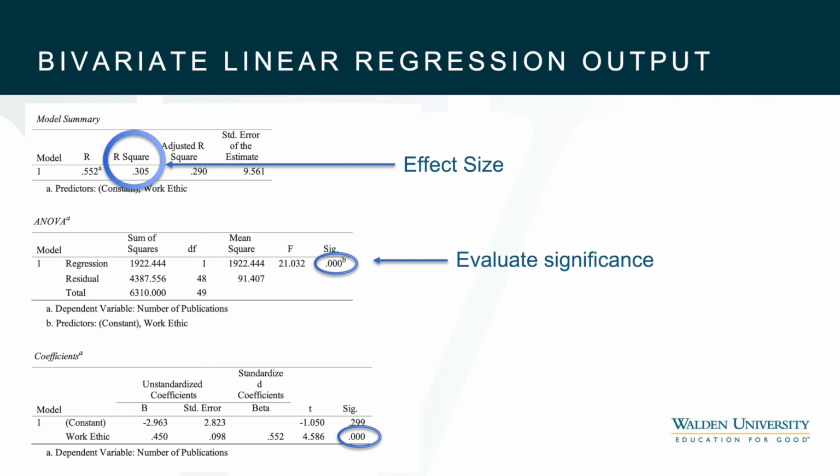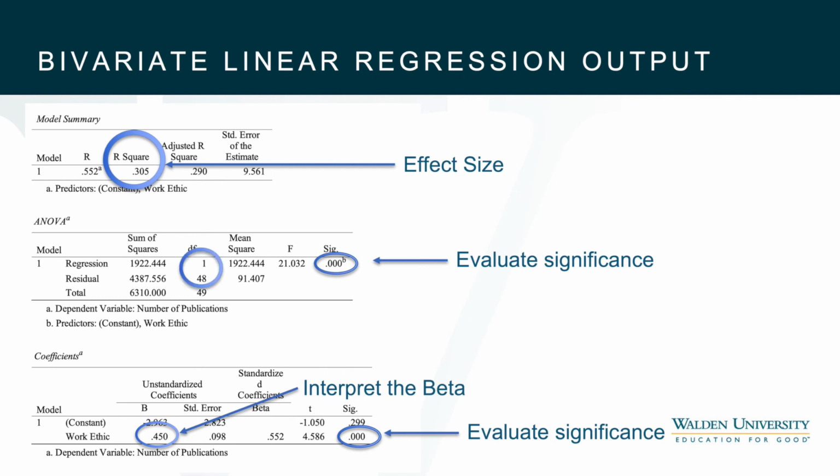We also want to evaluate our variables at coefficient level. Each variable deserves to be evaluated for significance first. And when it is significant, we interpret the unstandardized coefficient. In our case, it was 0.45. When work ethic goes up with 1 unit, the dependent variable increases with 0.45 units. We also need the degrees of freedom and the F value in order to write this up in an APA way.